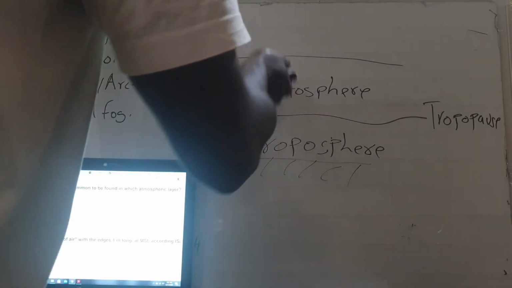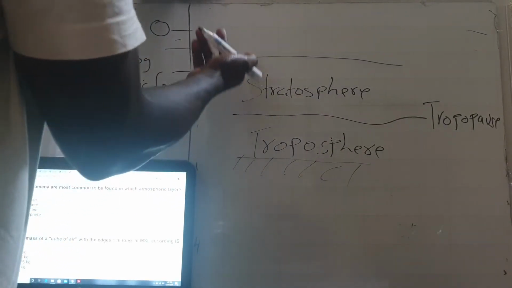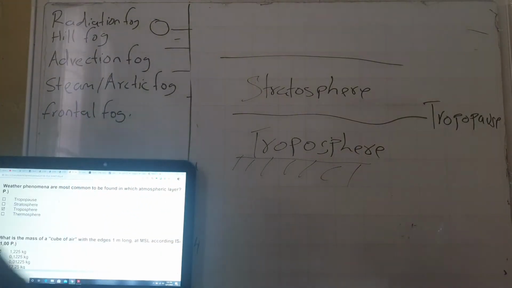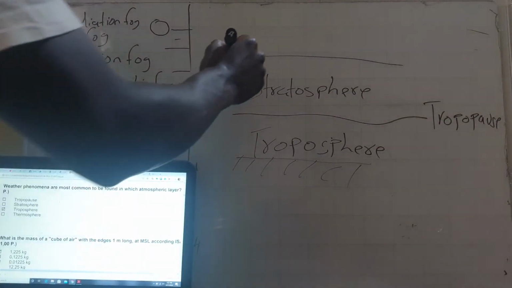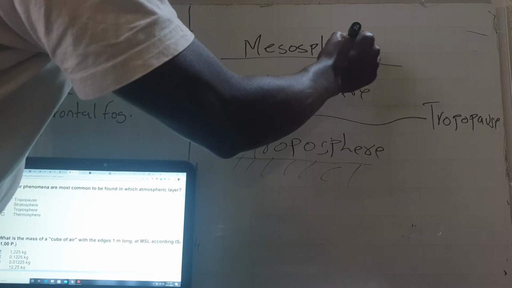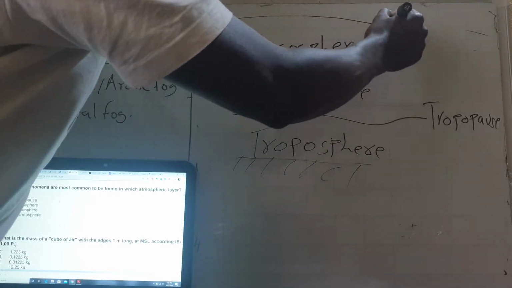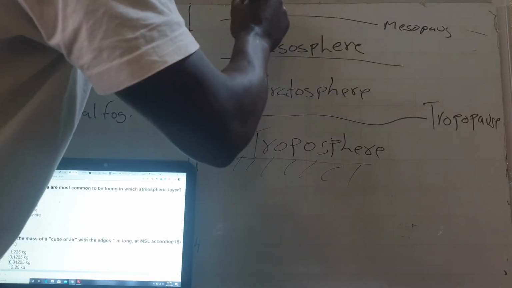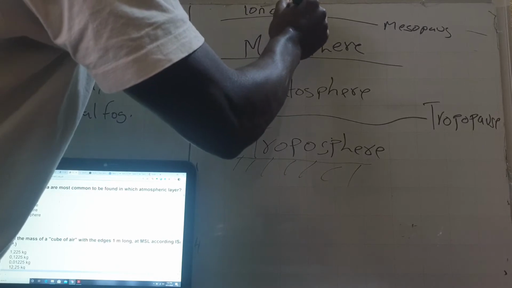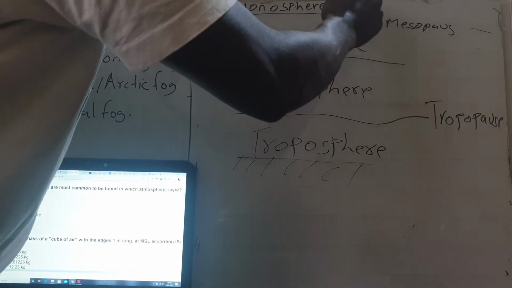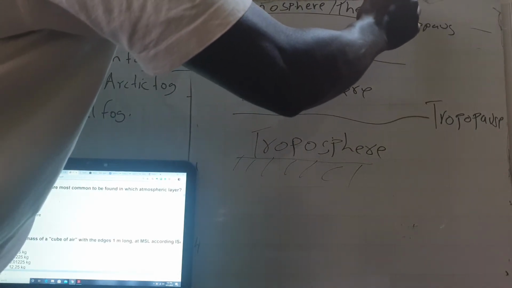On top of this, aviation will be mostly interested in these layers, but anyway, you need to know everything, because you live in this world. Who do you expect to know this world for you? Going up, we have the mesosphere, then here we have the mesopause. And then we have the ionosphere, or at times they call it the thermosphere.